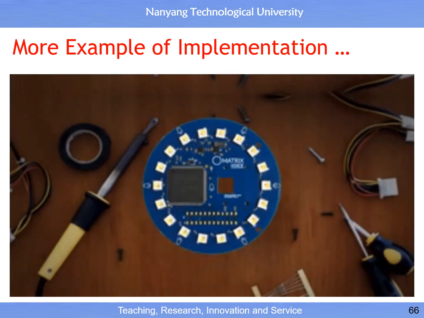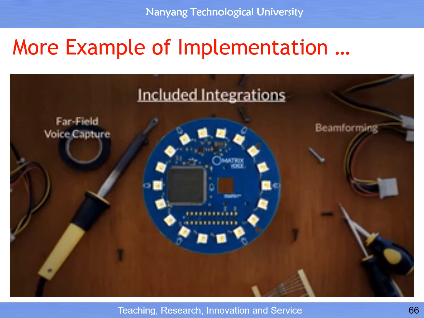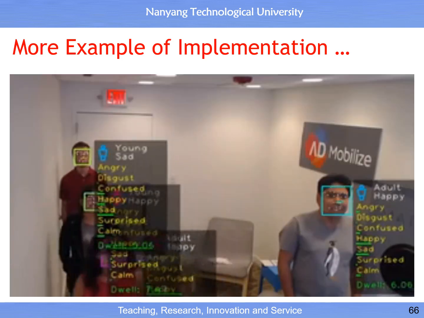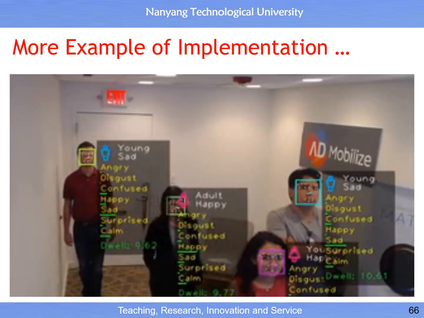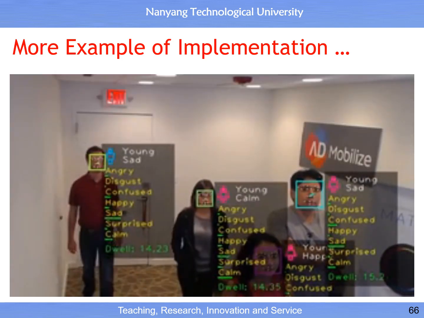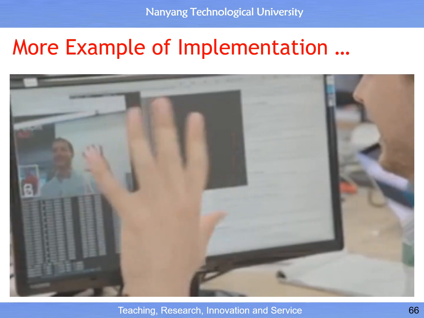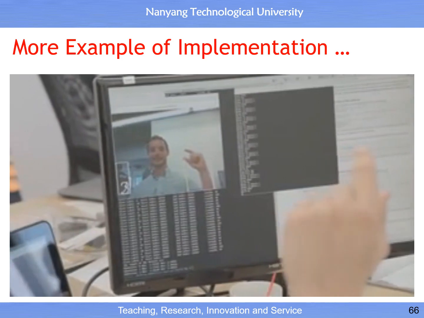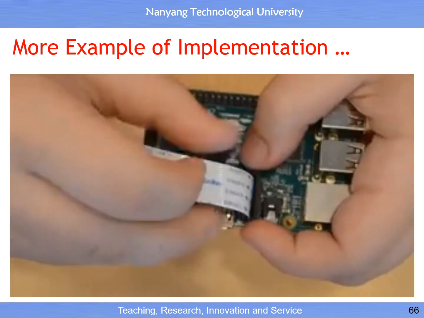On top of all of that, we include technology for far-field voice capture, beamforming, acoustic source localization, noise suppression, de-reverberation, acoustic echo cancellation, and voice recognition integration with Google Voice and Amazon Alexa. Plus, our Matrix OS has a suite of computer vision algorithms, including face detection and gesture recognition, so that you can integrate some of the most advanced computer vision algorithms in the world by simply attaching a camera to your Raspberry Pi.